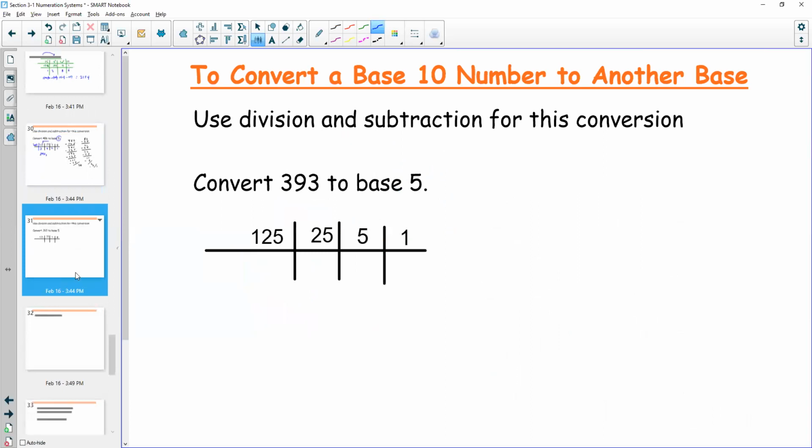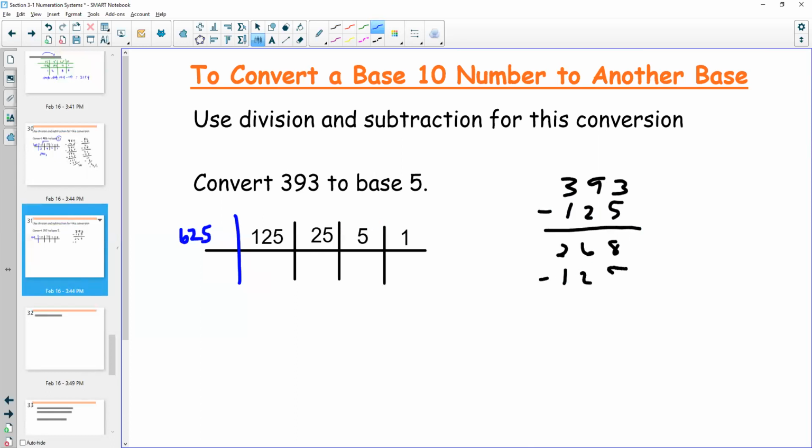Let's try another. I want to do 393 into base 5. I know the next number over here would be 625. Before I do all the work, you do the work. Pause. Try it. Okay, you tried it, hopefully. So I'm going to do 393, and I can take away 125s. So 268, I have them on the side just to make this a little more efficient. 143.